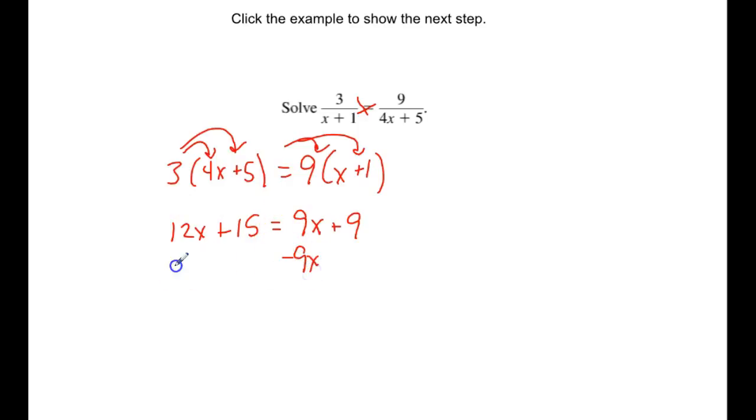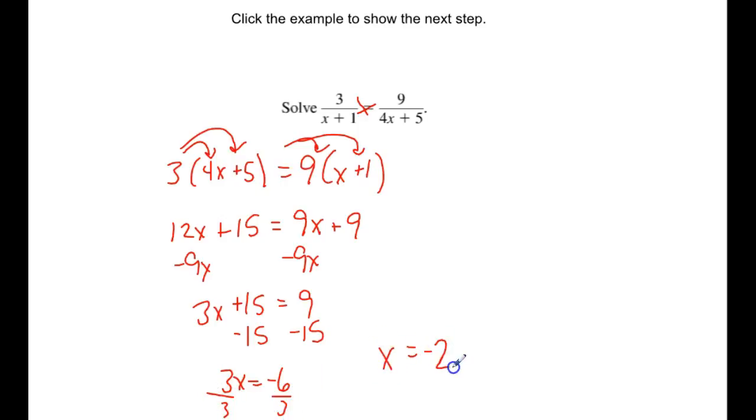I'm going to get all of my x's on one side, so I end up with 3x plus 15 equals 9. Now get everything else to the other side, so I subtract 15 from both sides, so 3x equals negative 6, and I divide by that 3, so my x equals negative 2.